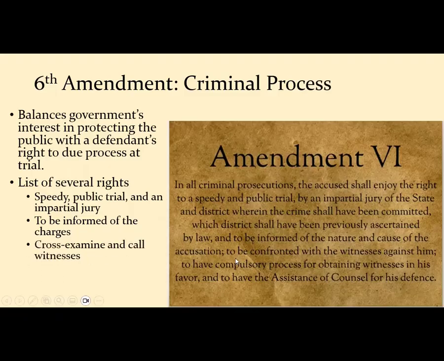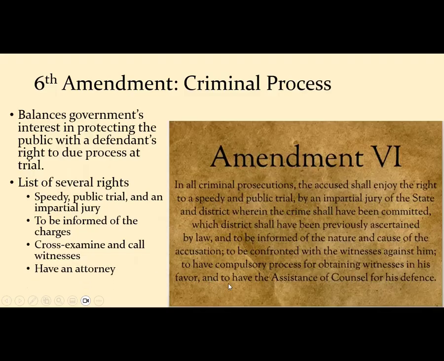The next one, the accused shall enjoy the right to be confronted with the witnesses against him and to have compulsory process for obtaining witnesses in his favor. So this is the right to cross-examine the prosecution's witnesses, as well as the right to subpoena and call witnesses on behalf of the defendant.